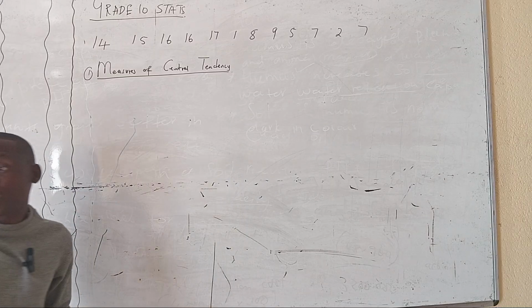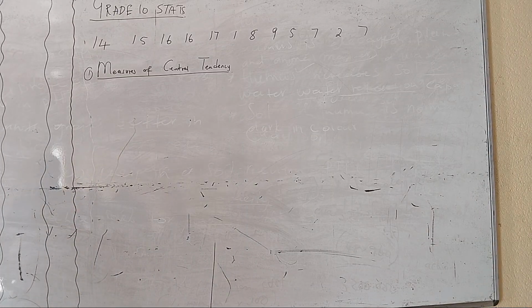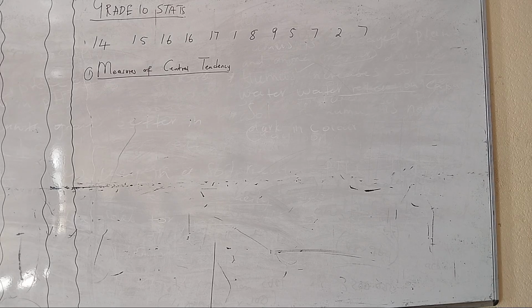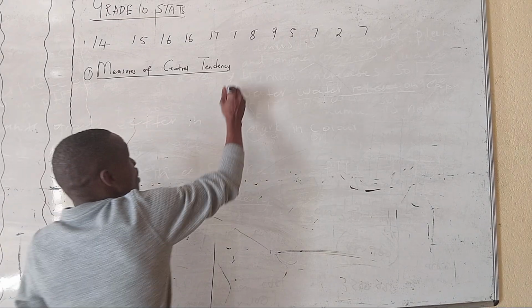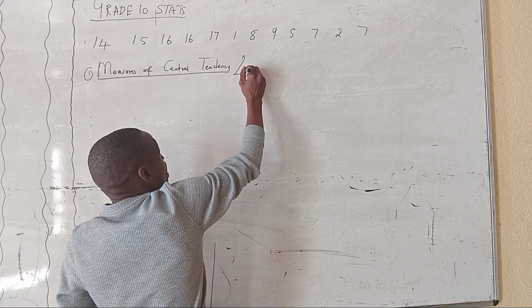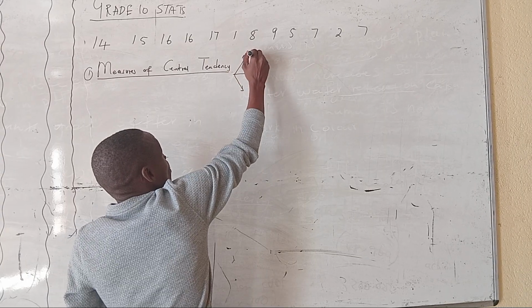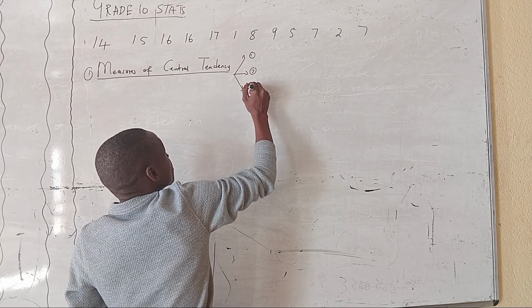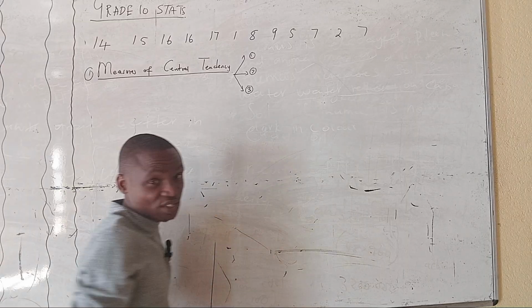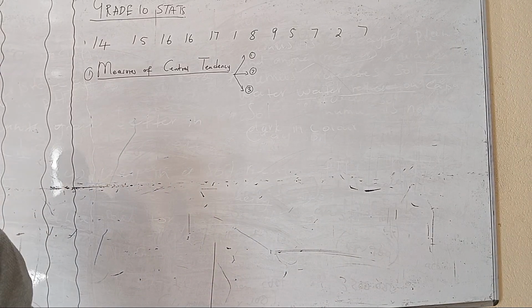There are three measures of central tendency, and you must be able to remember all three. Let's talk about those three. We call them measures of central tendency.